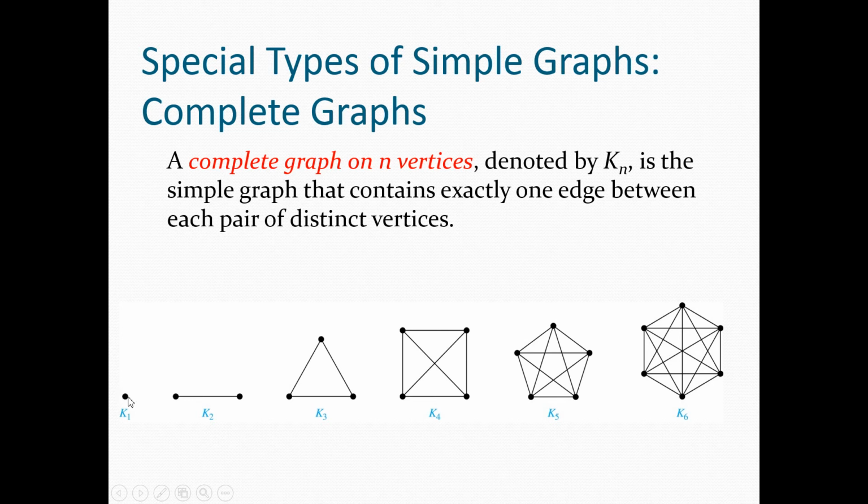So this is the graph K1 with the one vertex. This is the graph for K2, that is for 2 vertices. This is K3, this is K4, this is K5, and similarly this is K6. So all are simple graphs joining all the n vertices.